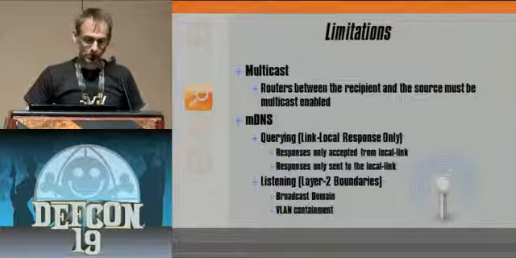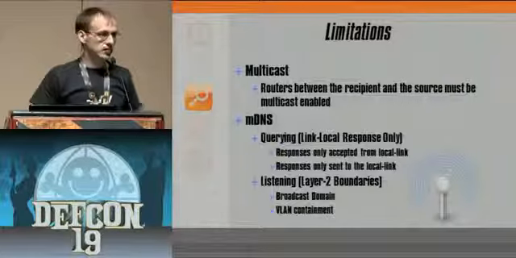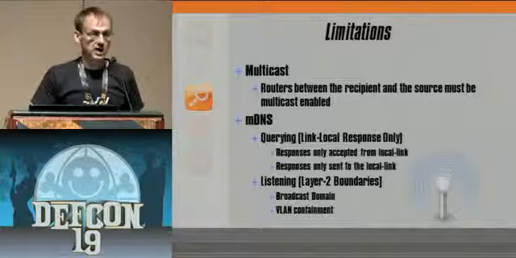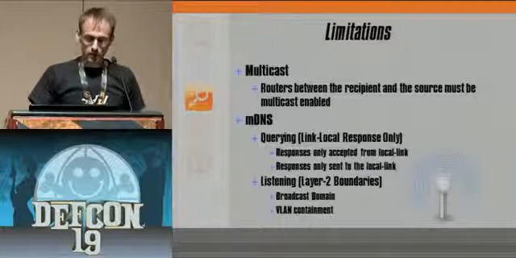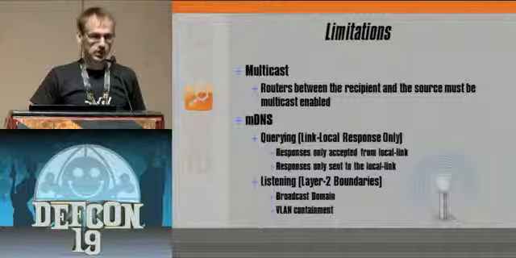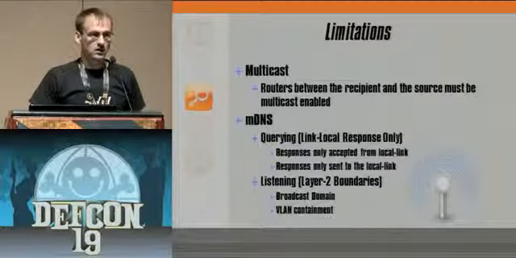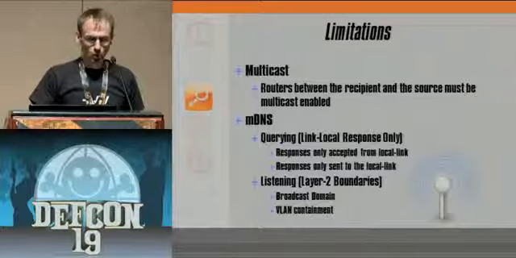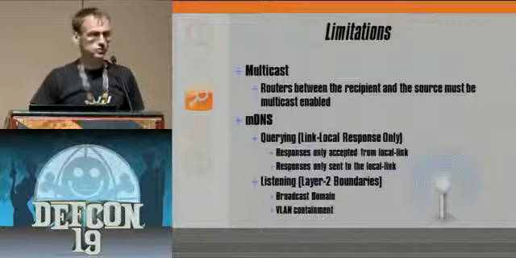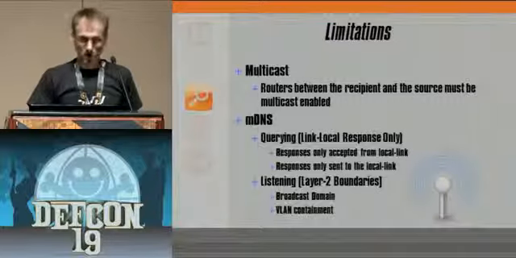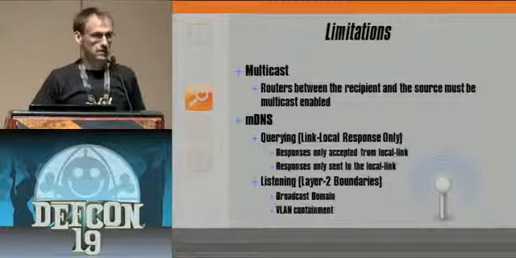mDNS has some limitations as well. If you're talking about just querying, if you're just trying to get that name, you're just trying to ask it what records it has or see if it has a particular record, there you are only going to get local responses, and that's actually designed into the protocol itself. And if you're talking about listening, which is where the real fun is at, you are limited by the layer 2 boundaries, the layer 2 broadcast domain, as well as any VLAN containment that they've implemented. Okay.